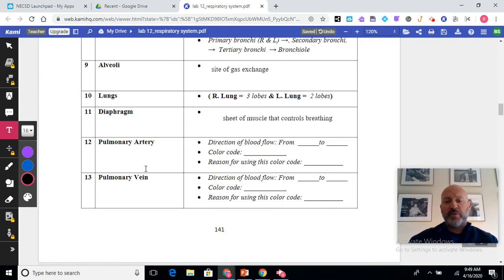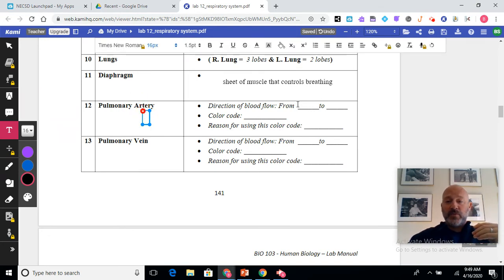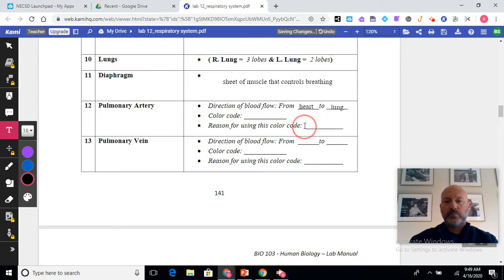Right. So when we compare the pulmonary artery, the pulmonary vein, remember this is where the color codes are backwards. This is the exception to the rule. Usually arteries are red, veins are blue, but this is the exception, right? So the direction of the blood flow. If we're in an artery, remember A for artery, A for away. So the blood is flowing from the heart and it's going to the lung. And the color code for pulmonary arteries is blue.